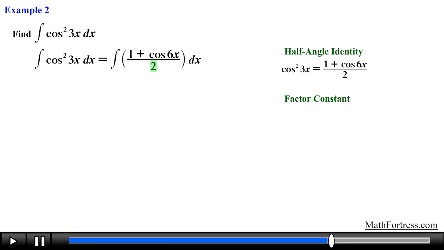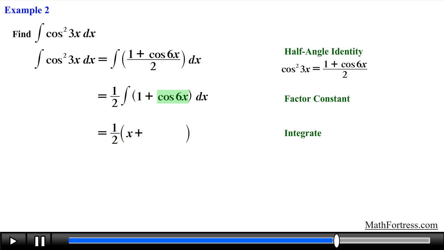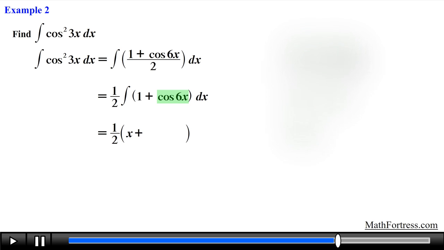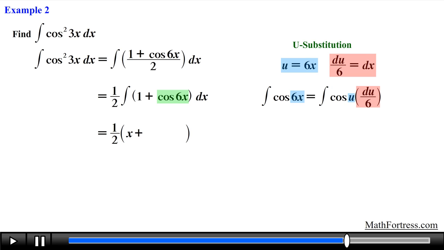Next, we factor out the constant 1/2. Then we go ahead and find the integral term by term. The integral of 1 is equal to x, and the integral of cosine of 6x requires a u substitution. So we let u equal 6x, and we also need to find the derivative of u with respect to x. After that, we solve for dx. Next, we substitute the expressions throughout.